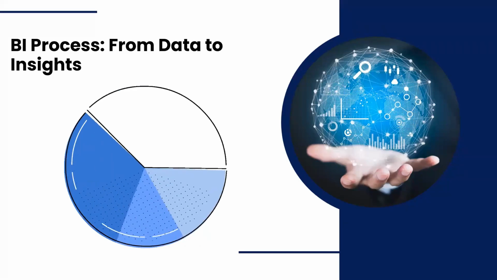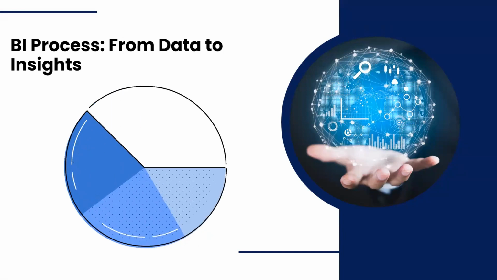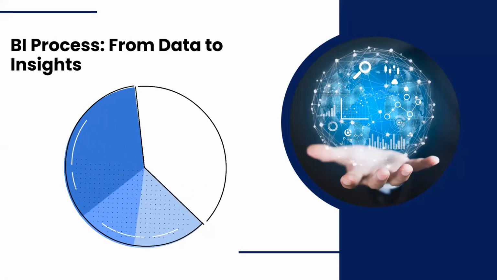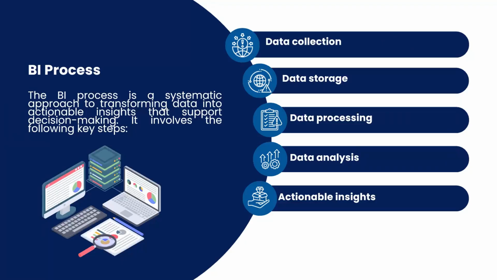Next, let us look at the BI process, and we will look at how the data is sourced and then transformed into insight. The BI process is a systematic approach to transform data into actionable insight that supports decision making. Normally, this involves the following steps, which are data collection. Data is collected from various sources, both internal and external to the organization.